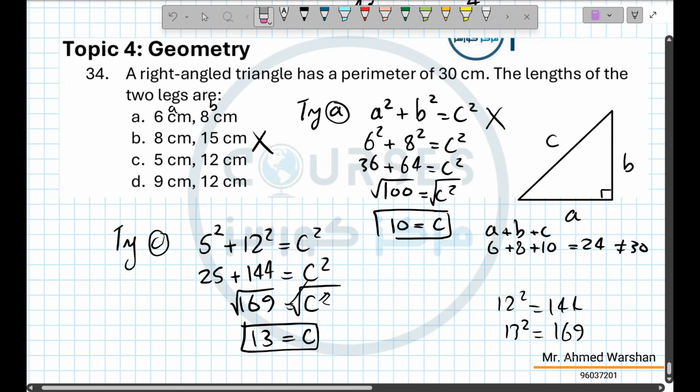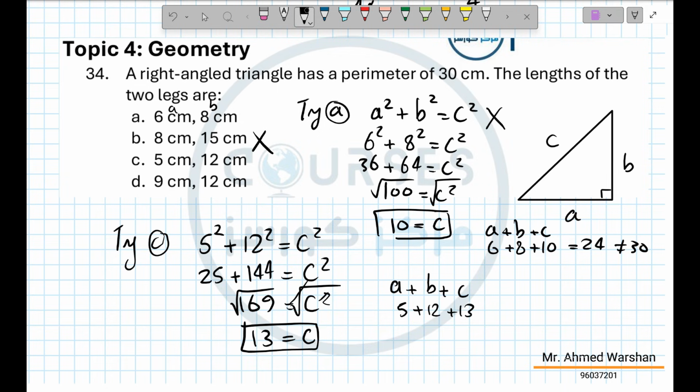Okay, let's add A, B, and C. So A plus B plus C, 5 plus 12 plus 13. Indeed, it's 30. So yes, the answer is C.